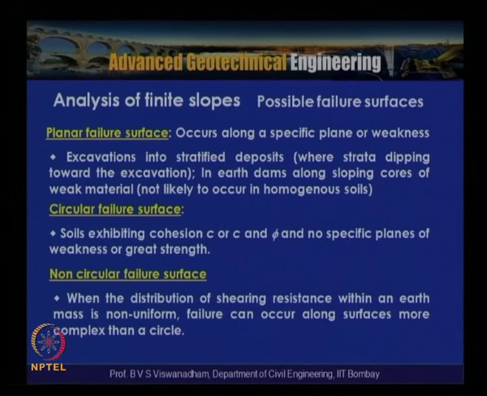And the circular failure surface is for soils exhibiting cohesion c, or cohesion and friction angle, and no specific planes of weakness or great strength. So this takes the form of a circular failure surface. And a non-circular failure surface occurs when the distribution of shearing resistance within an earthen dam is non-uniform, and failure can occur along surfaces more complex than a circle. So non-circular failure surfaces mostly occur in layered soils.